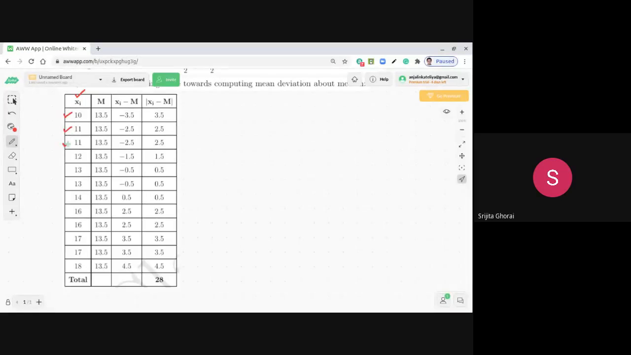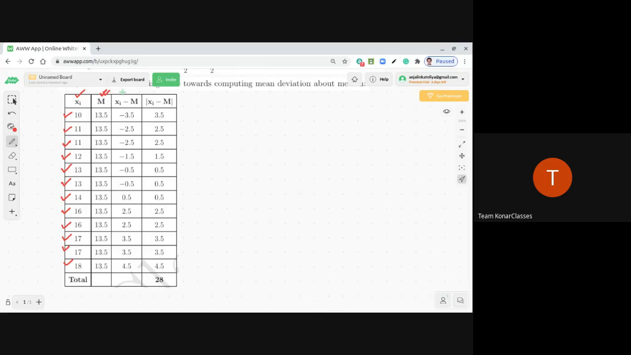10, 11, 11. Can I write it down? Yes, you can write it down, or I will send the class note along with the recorded video lecture after the class. You can write it down also quickly. These are very straightforward. So these are the 12 data points, 12 values. Now, the mean is the same, that is 13.5.